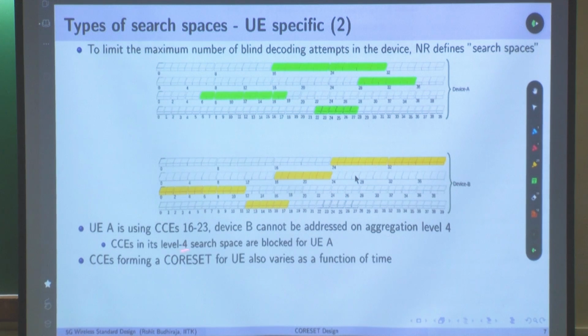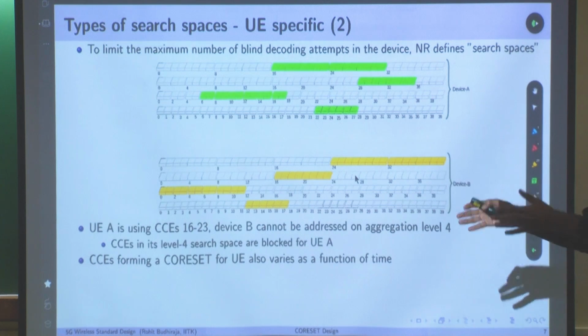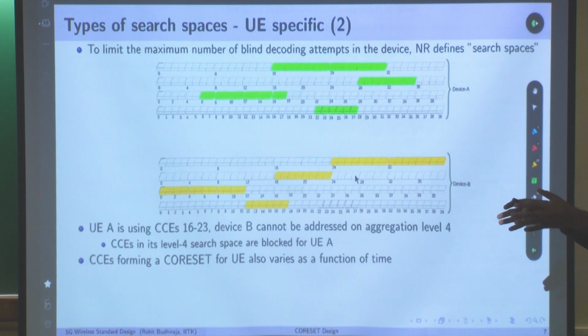And the CCEs forming a CORESET for a UE also vary as a function of time. This is not fixed. That's the point I'm trying to make. Just for example, if the channel at all these CCEs is bad, why will the base station use these CCEs for user A? It'll move on. It'll allocate some other CCEs where the channel is good for this particular user. So it is dynamic across slots. But it is indicated that for these many slots your configuration is going to remain constant. That signaling happens at another level, but what I am telling you here is that this can change along with time. And the reason is because the channel is changing.